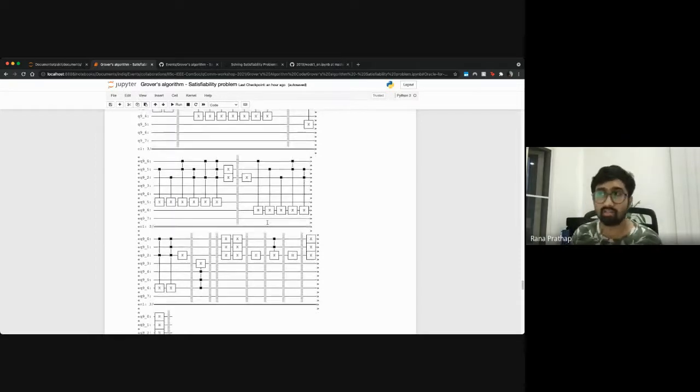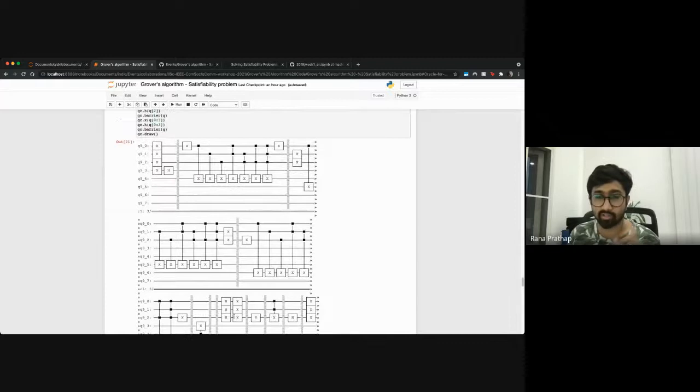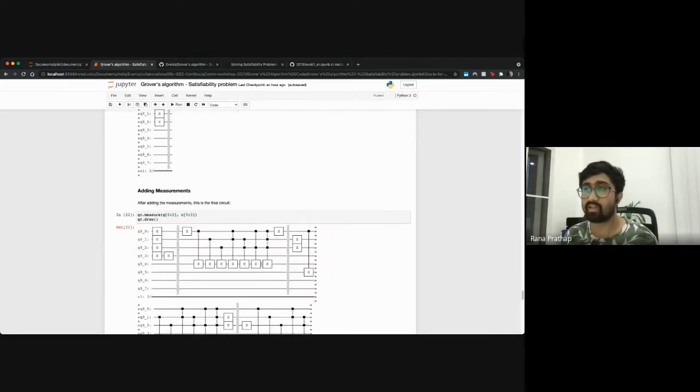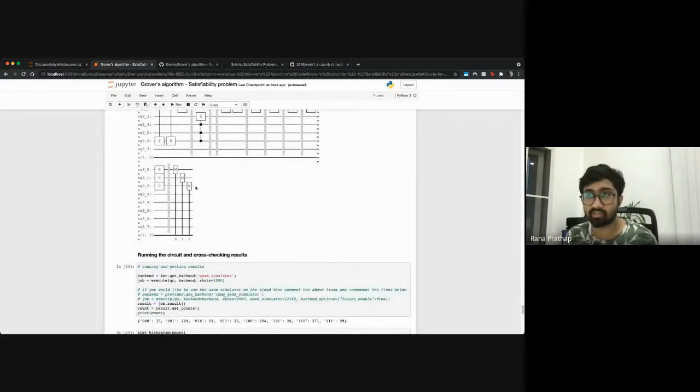And one important thing to keep in mind over here is I'm only doing this whole operation once. I would suggest you try doing it a few more times, maybe write a function and just iterate and see how your outputs change later on. And we'll actually look at something that you wouldn't expect. So next you add your measurements. I'm only measuring the first 3 qubits because those are the outputs I require.